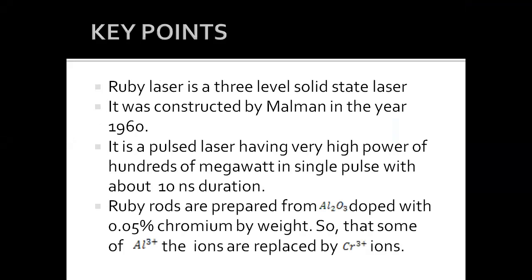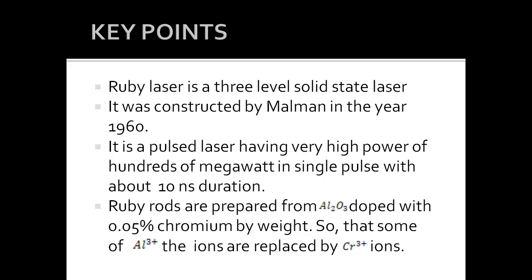First of all, the ruby laser was invented by a scientist called Maiman in the year 1960. And this ruby laser is a 3-level solid state laser where the active medium will be in the form of solids. It is a pulsed laser which has a very high power, about megawatts, with about 10 nanoseconds of duration. And every pulse will be released at every 10 nanoseconds of duration.